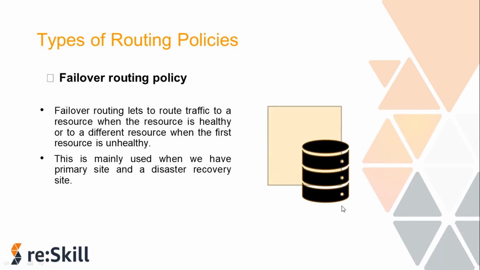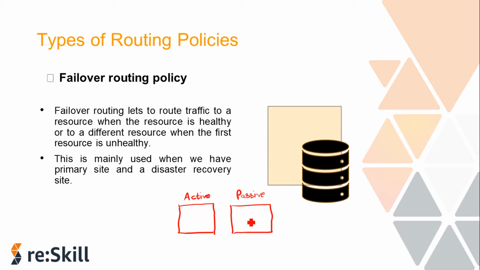Now let's look into the next routing policy, that is failover routing policy. This routing policy is used to configure active and passive servers. Let's say I have two servers on which my application has been hosted. This is the first server and this is the second server. This is the active one and the next is the passive one. So it lets you route the traffic to a passive resource when the active resource is unhealthy, and so it basically fails over to the resources.